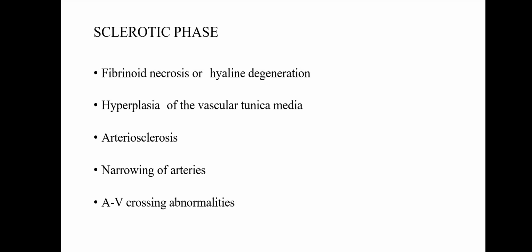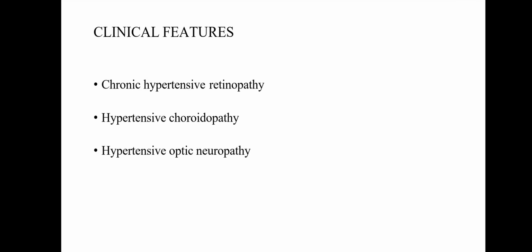Sclerotic phase: fibrinoid necrosis or hyaline degeneration, hyperplasia of the vascular tunica media, arteriosclerosis, narrowing of arteries, AV crossing abnormalities. Clinical features: chronic hypertensive retinopathy, hypertensive choroidopathy, hypertensive optic neuropathy.